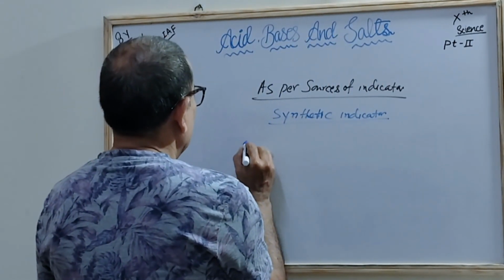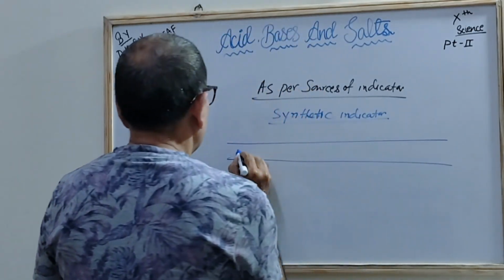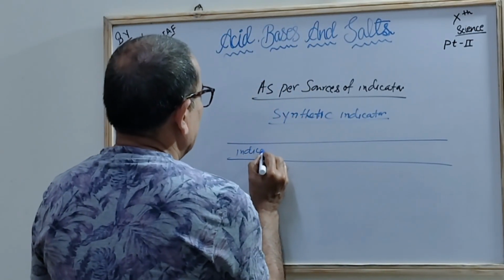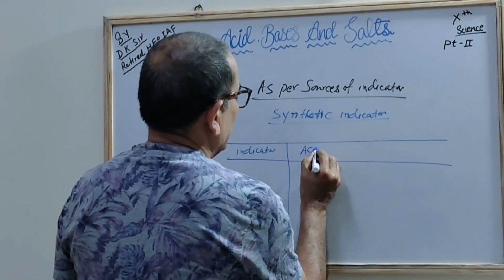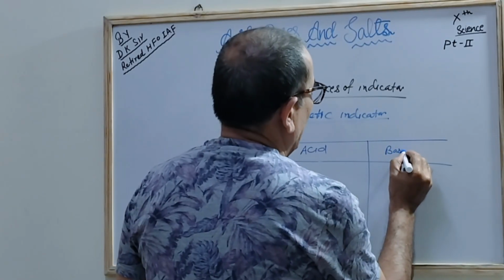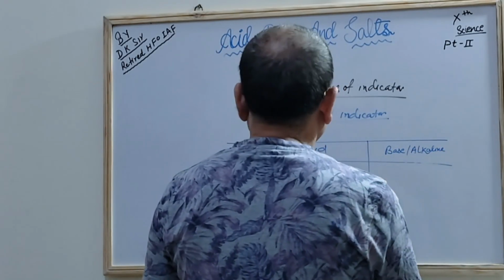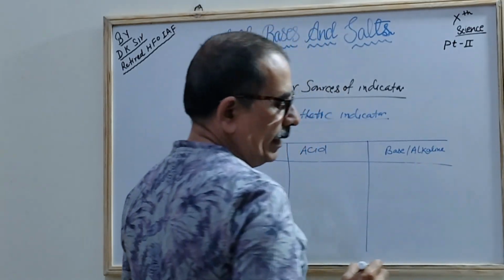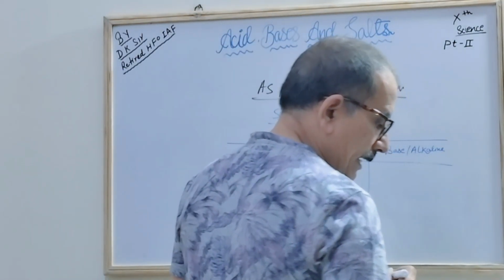We will see here in the tabular form. We will see the indicator, correct? And next we will see the acid, or next we will see the base or alkaline, whatever you say. Correct? Because every alkaline is a base only. Correct?